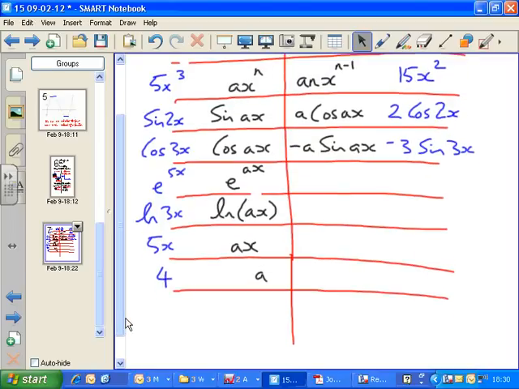The next one, the a comes out and goes in front, e to the ax. The rest stays exactly the same. And so for this example, we get 5 e to the 5x. This one's an interesting one. It just turns out to be 1 over x. Regardless of what number there is inside a logarithmic function, that disappears. So what's the log of 3x? 1 over x.